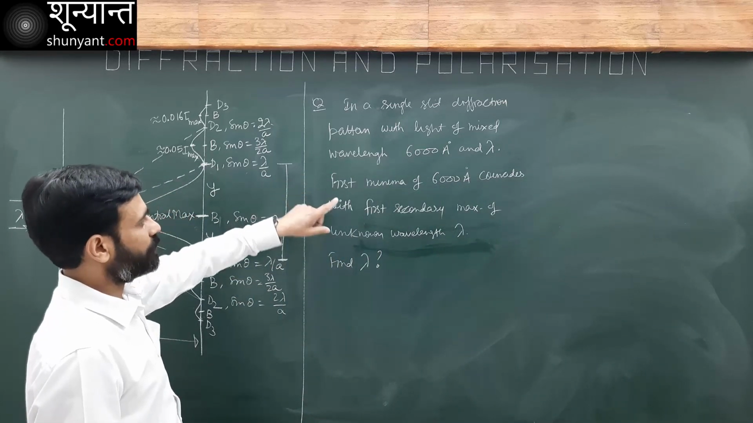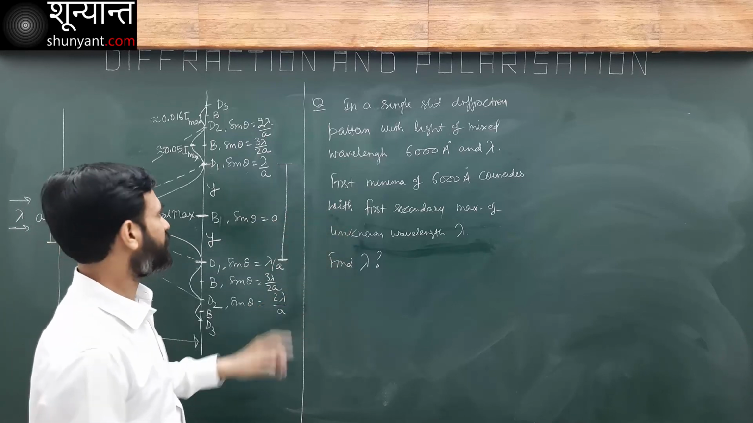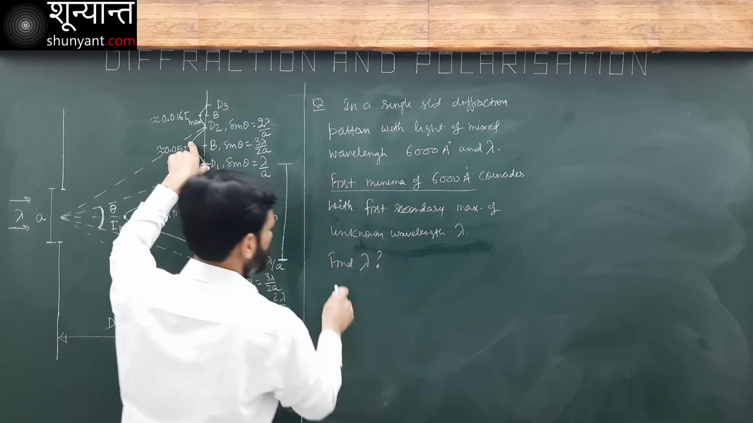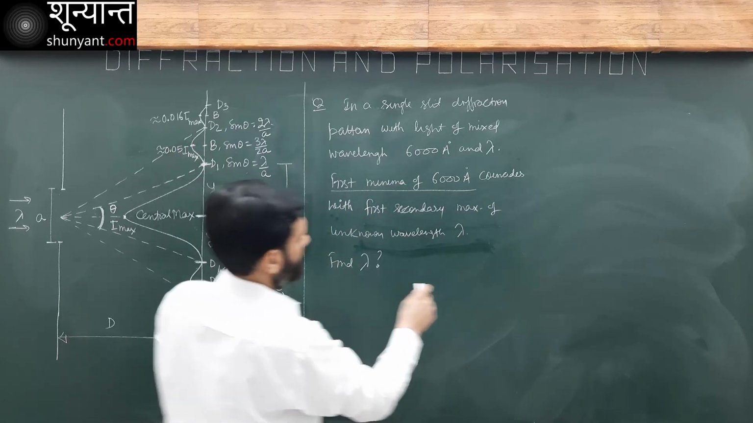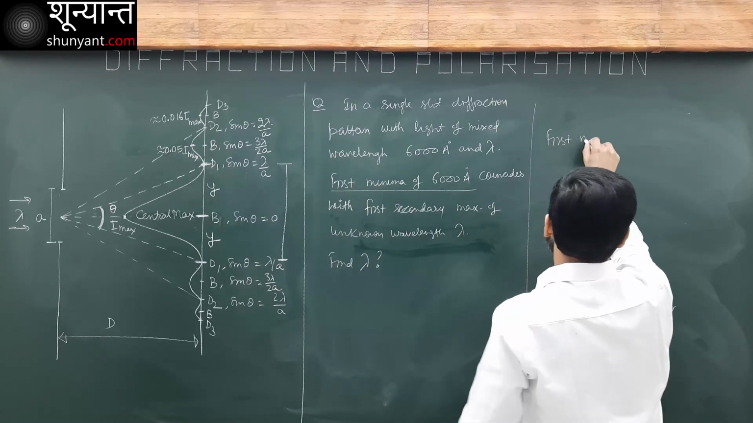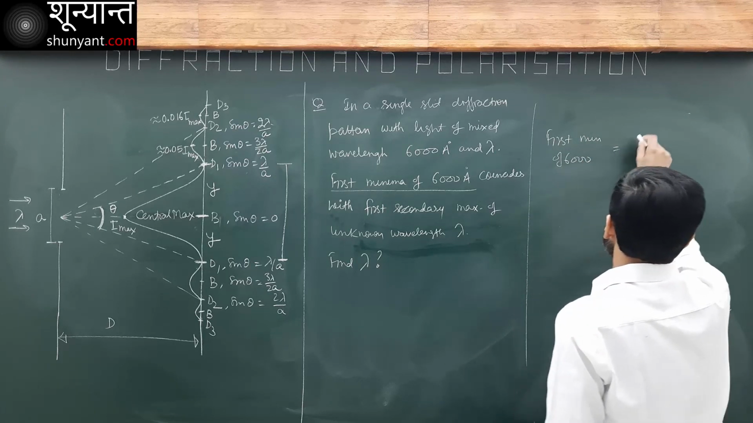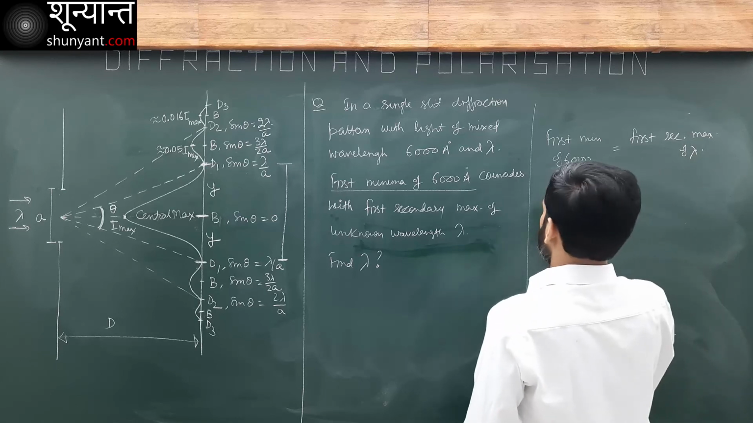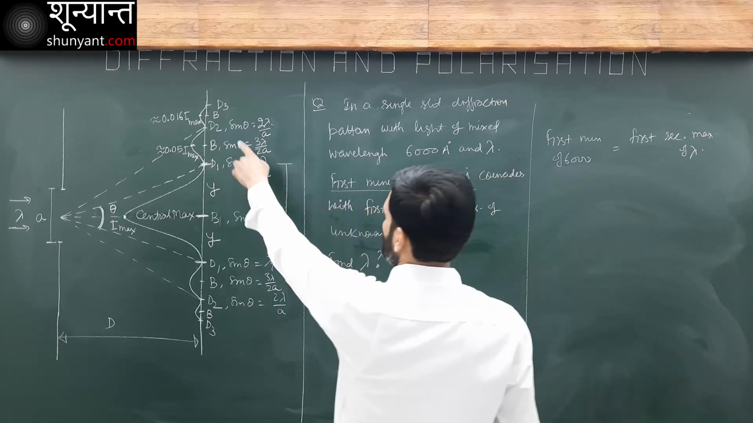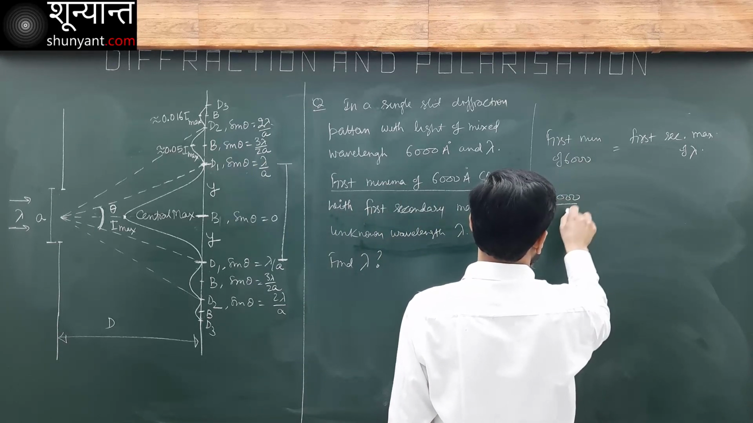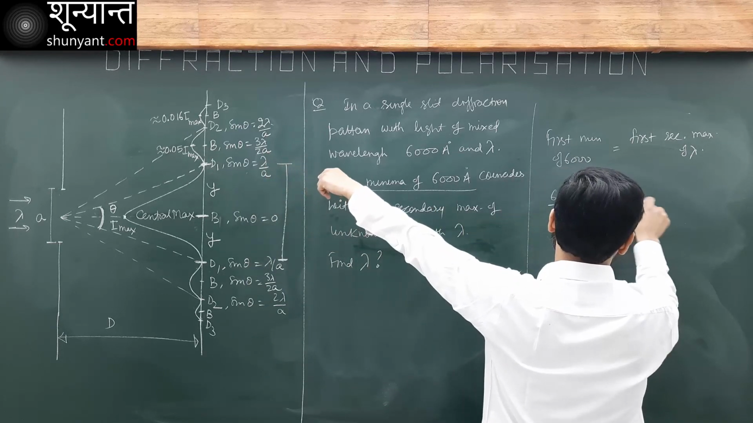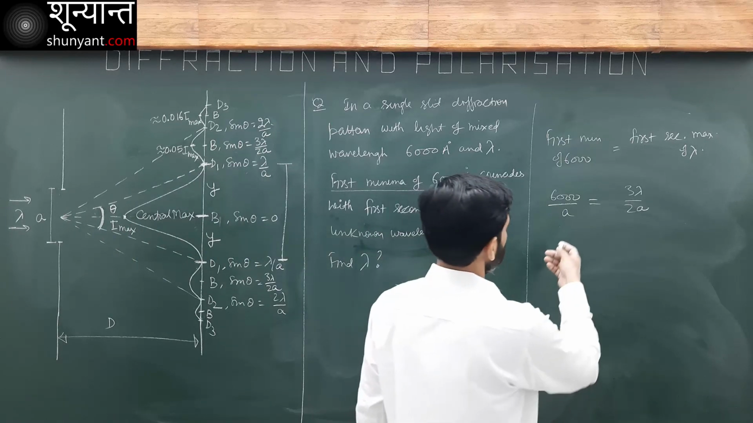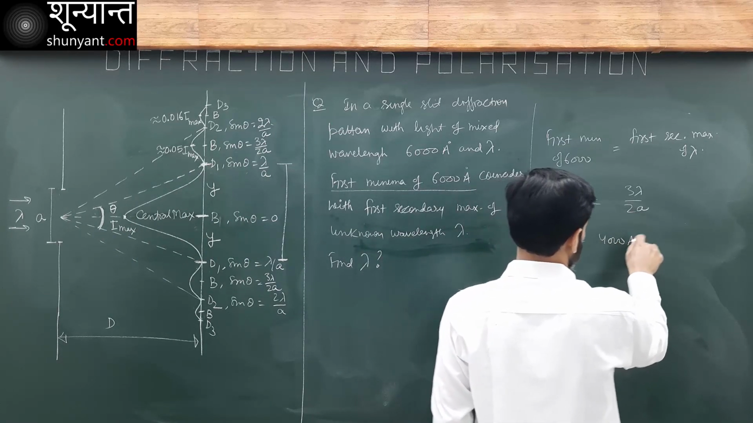First minima of 6000 angstrom coincides with first secondary maxima of unknown wavelength. This is the first secondary maxima, this is the first minima. First minima of 6000 is equal to first secondary maxima of lambda. Both coincide, that means sin theta is going to be the same. So 6000 over a is going to be equal to 3 lambda over 2a. That's how simply we do it. So I get lambda as 4000 angstrom.